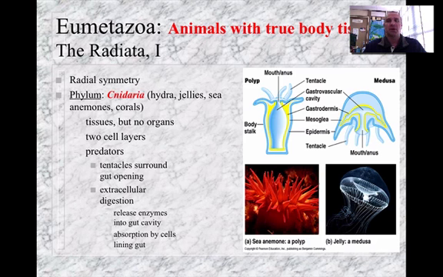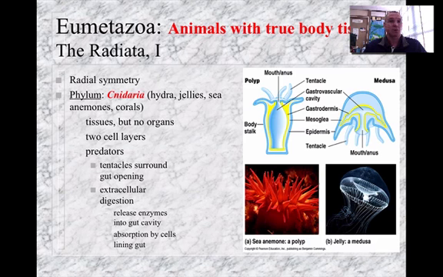First, we're going to start out with the radiates. They have radial symmetry, all of these animals. The first one is the phylum Cnidaria, which are your hydra, your jellyfish, your sea anemones, your corals, and you can see some of these on the right-hand side. They have two cell layers. That's one distinct characteristic. They have tissues, but no organs.